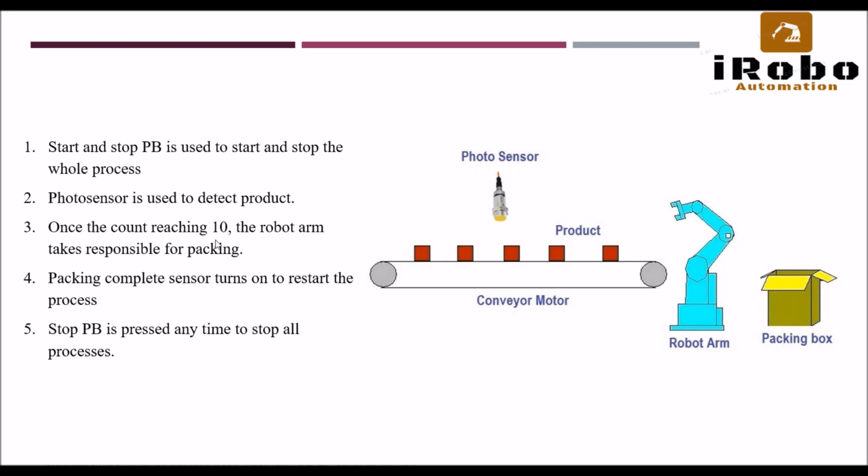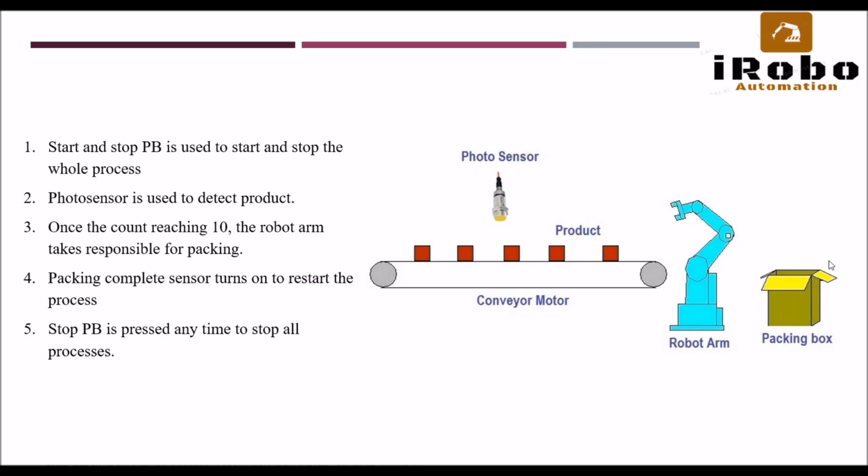Once the count reaches 10, the robot arm takes responsibility for packing. That means when you press the start button, the conveyor motor is on, products are moving on the conveyor belt, and the photosensor detects the item. Once it has counted 10 items, the conveyor motor stops, and the robot is working to pick and place the product into the empty box. When 10 products are picked up and placed into the box, packing is completed.